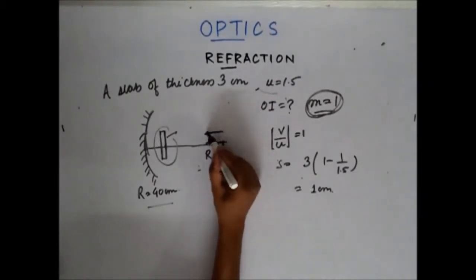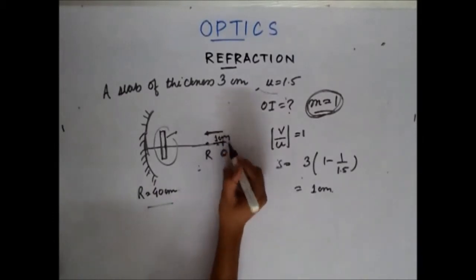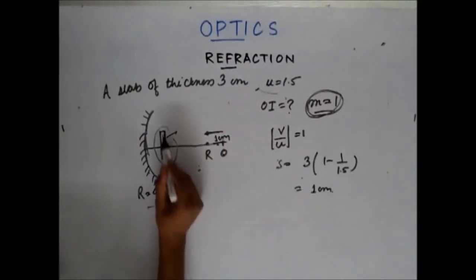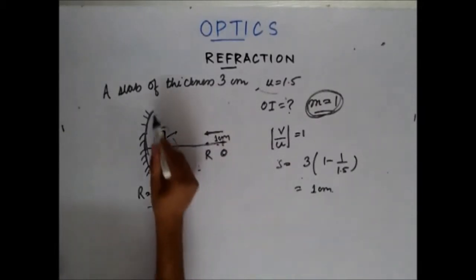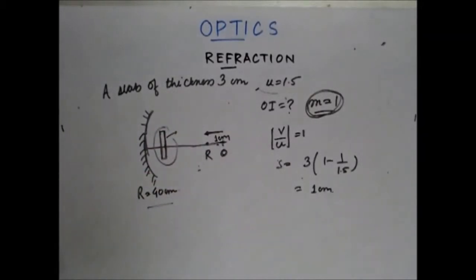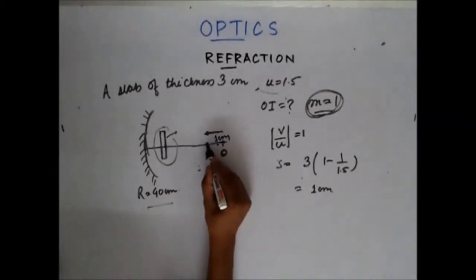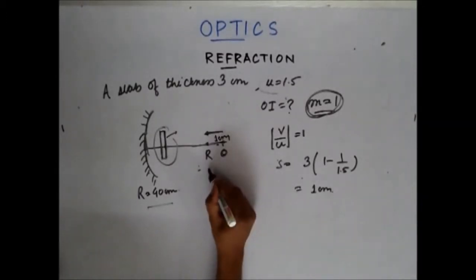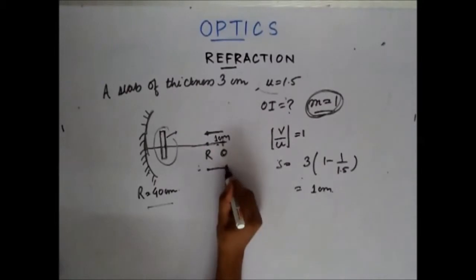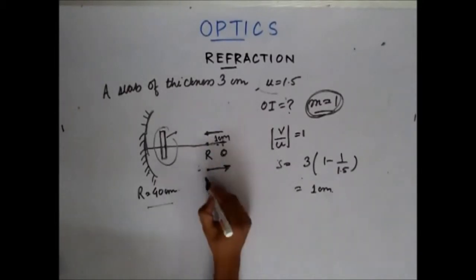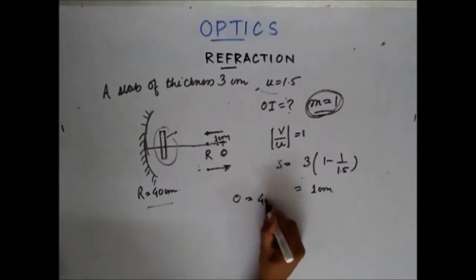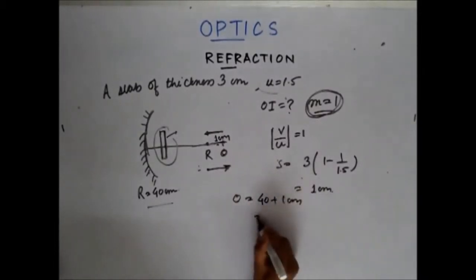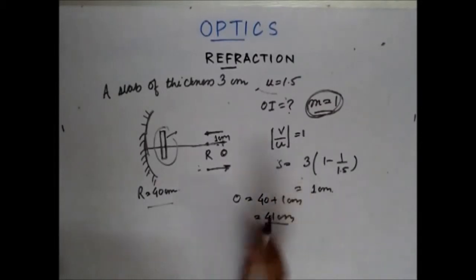This direction, the rays are traveling in this direction, so the shift is in this direction. So what happens? First, this slab will introduce a shift of 1 centimeter in this direction, and this mirror will see the shifted object. So the shifted object should appear at the radius of curvature. That means the original object is at 1 centimeter in this direction, 240 centimeter. So actually the object distance is 40 plus 1 centimeter is equal to 41 centimeter. I hope you understood this.